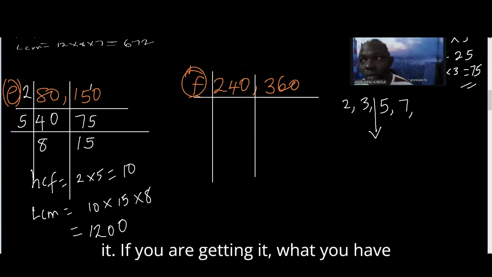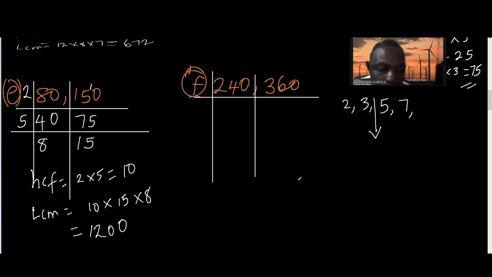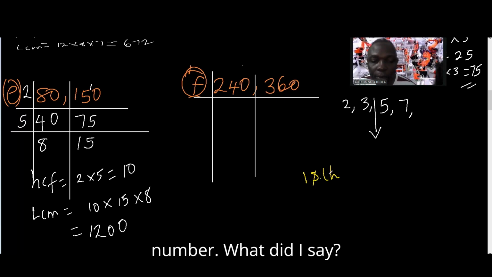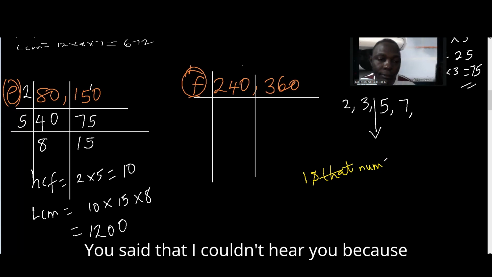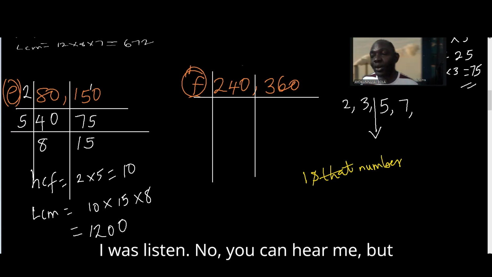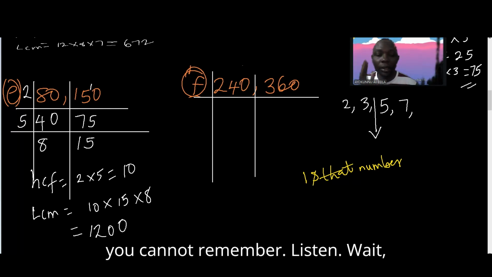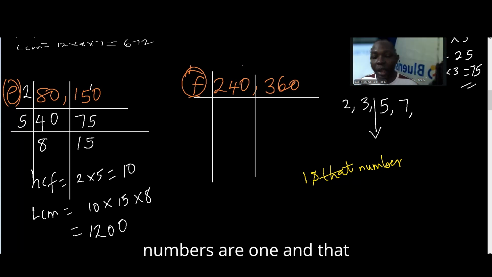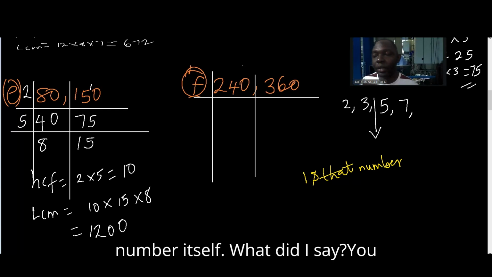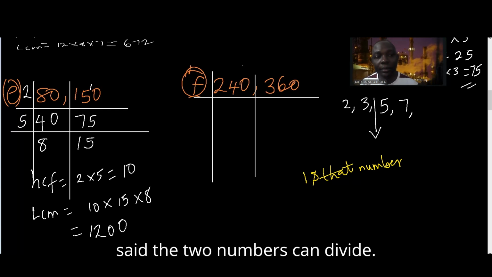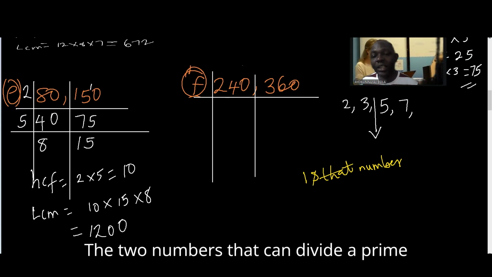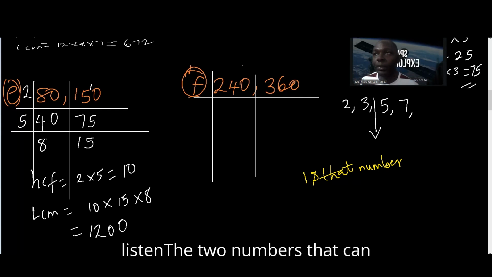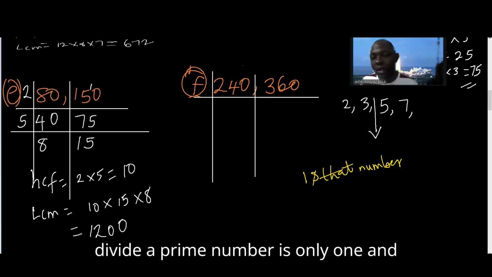If you are getting it, what you have to consider is that the two numbers that can divide a prime number are only 1 and that number. What did I say? Listen carefully. The two numbers that can divide a prime number are 1 and that number itself. What did I say? Listen, listen. The two numbers that can divide a prime number is only 1 and that number itself.